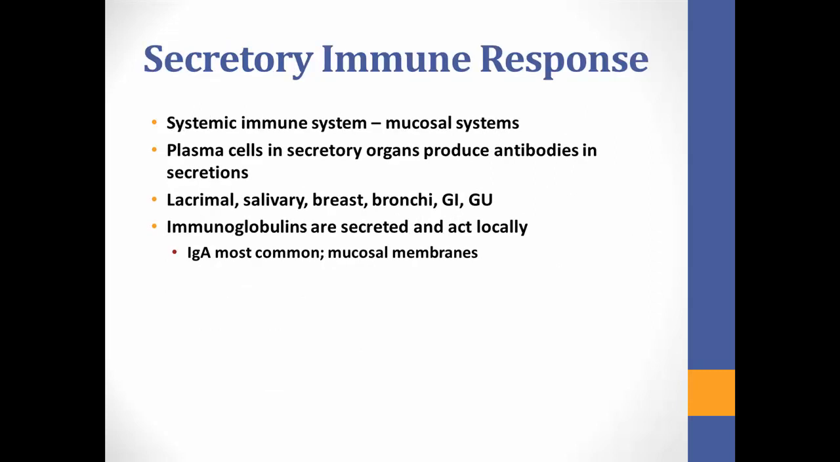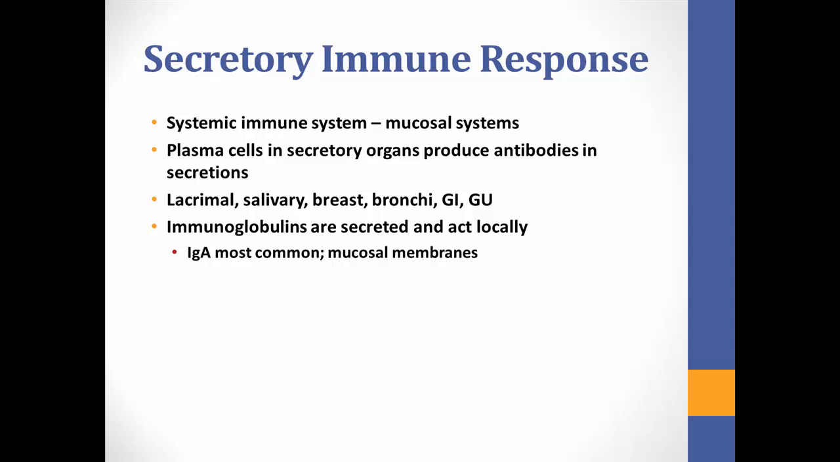We would not have a complete discussion of the immune system if we didn't at least recognize the importance of the secretory immune response. The secretory immune response is also part of our systemic immune system, and this is our mucosal system and our secretory organ system. Plasma cells in our secretory organs produce antibodies and secrete these antibodies in their secretions.